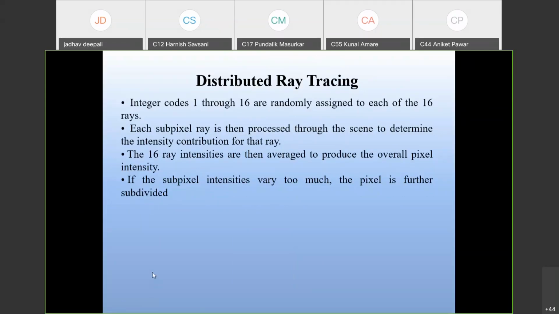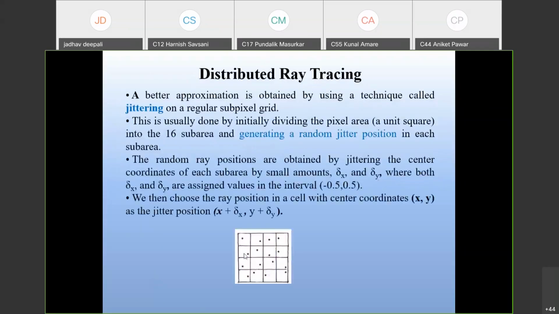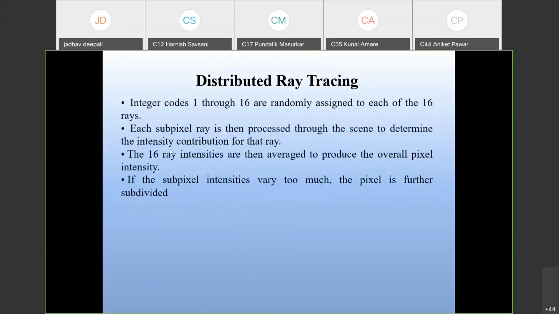In distributed ray tracing, integer codes 1 through 16 are randomly assigned to each of the 16 rays. You can observe that these are the 16 rays, but they are not at the center, so they are not evenly distributed. Random jitter positions are used here.